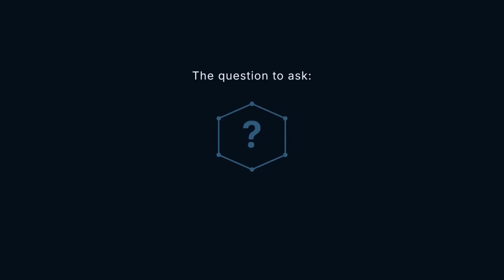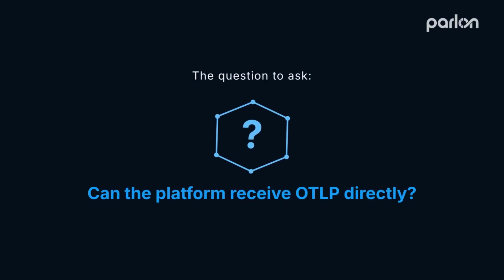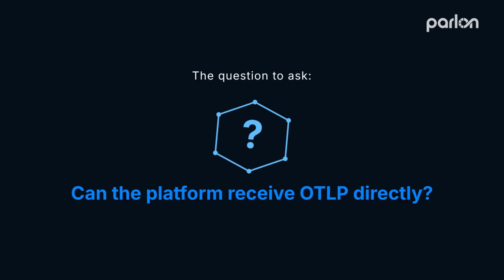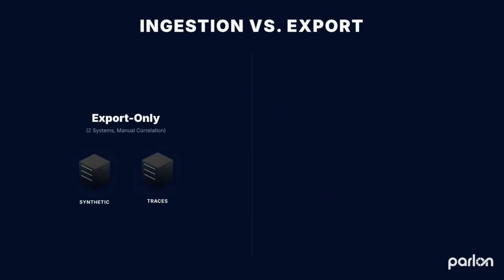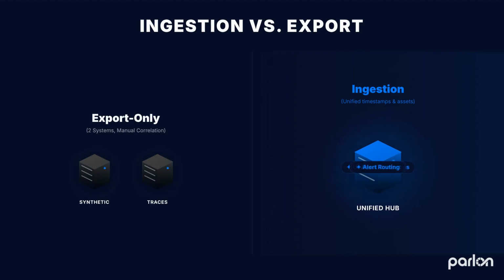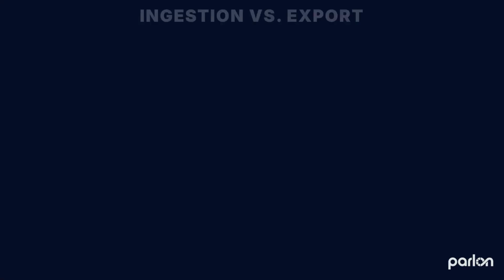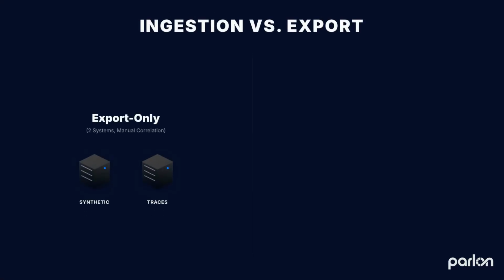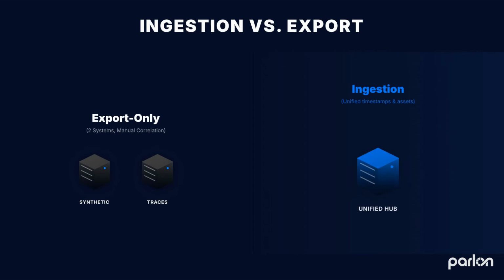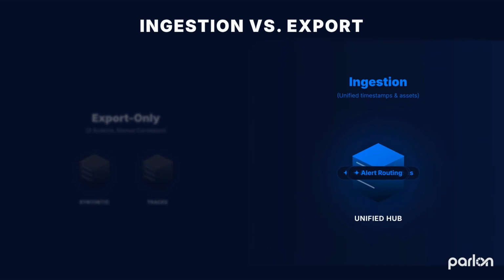The evaluation question: does the platform accept OTLP as an ingestion source, or does it only export to OTLP-compatible backends? If the answer is export only, you need two systems, one for synthetic and one for traces. And every cross-signal question requires data federation. If the answer is ingestion, synthetic and OTel data share timestamps, asset context, and alert routing from day one. Ingestion versus export. The direction matters.